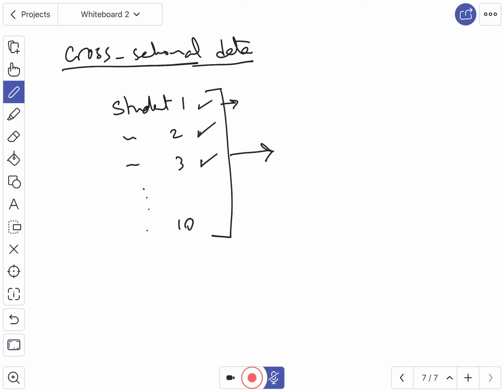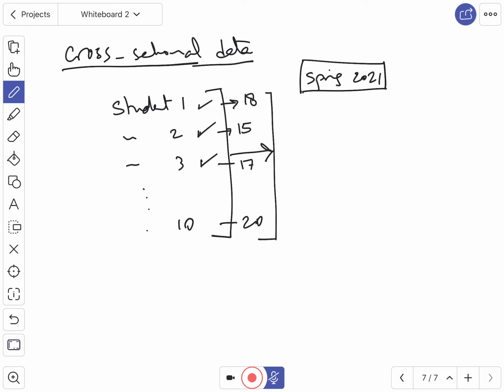This person got an average of 18 out of 20. This person got 15 out of 20. This person got probably 17. This person got 20 out of 20. This is performed at a specific point in time, let's say the spring of 2021, and I'm moving over different cross sections, different students.